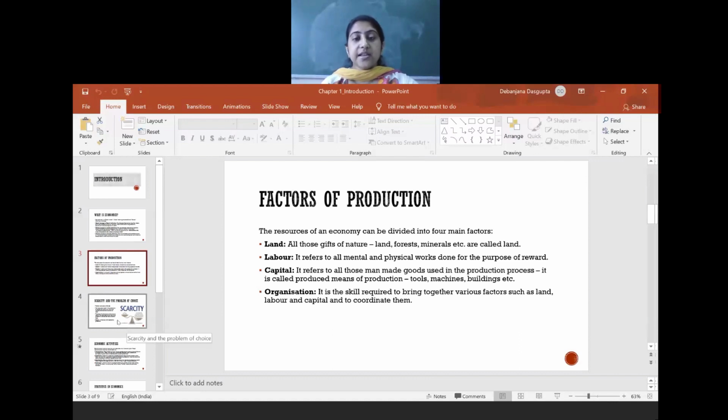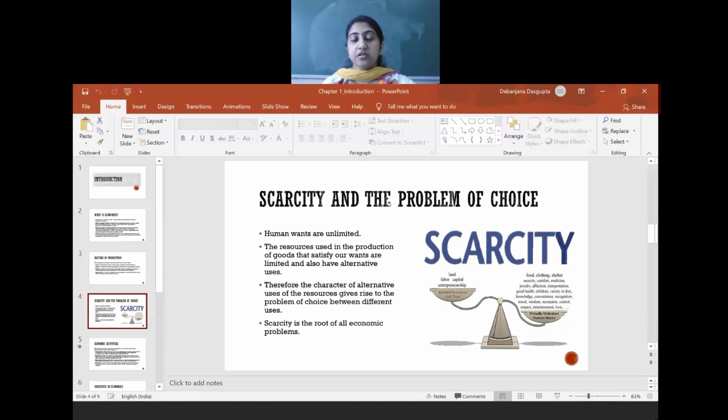Okay. Now let's understand why there is a scarcity of these factors of production or the scarcity of resources. The main factor for this scarcity is that human wants are unlimited. It is the nature of human beings that they are never satisfied with anything. We always have unlimited wants. And these resources used in the production of goods that satisfy our wants are limited and also have alternative uses.